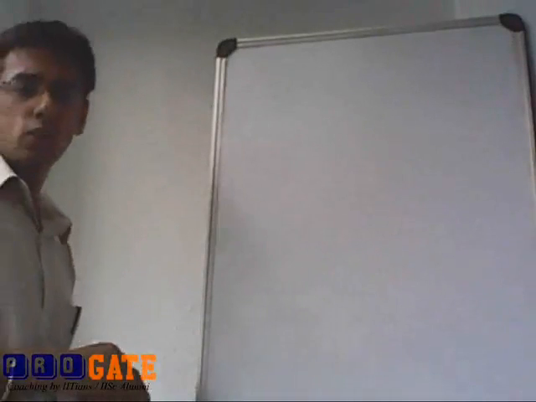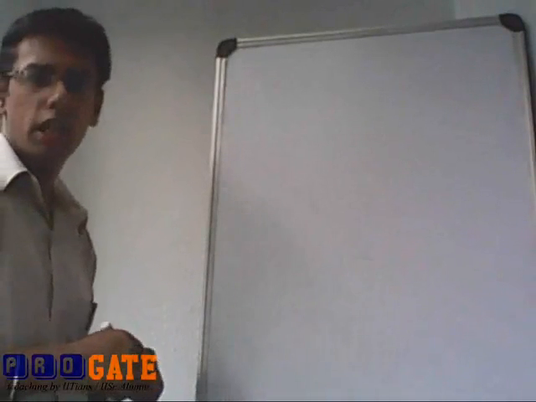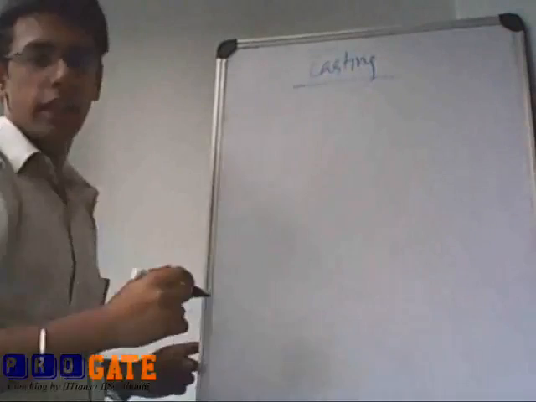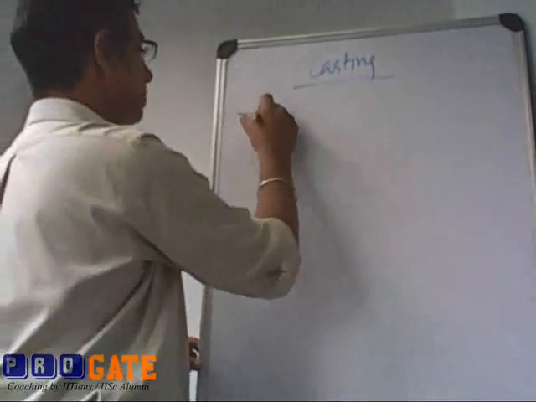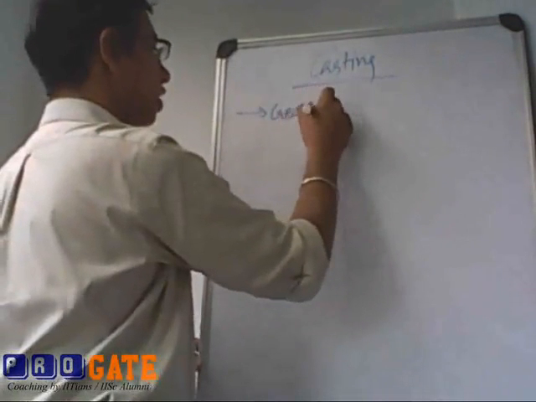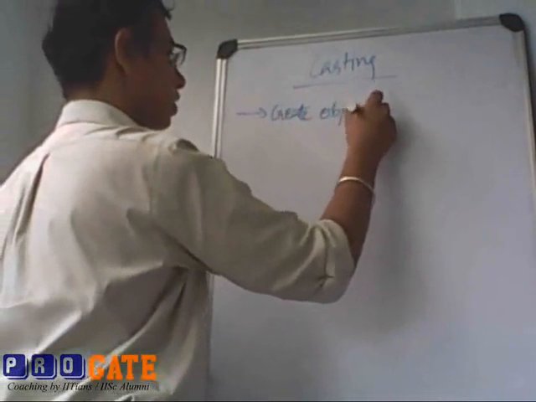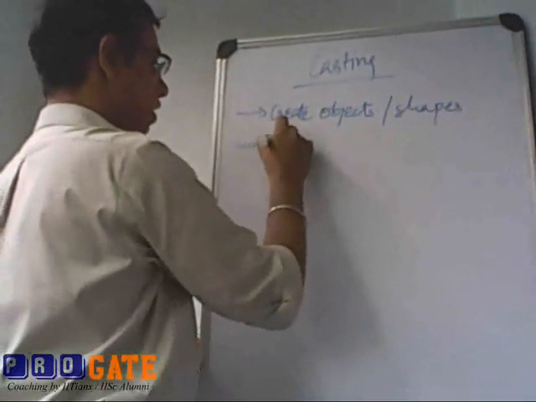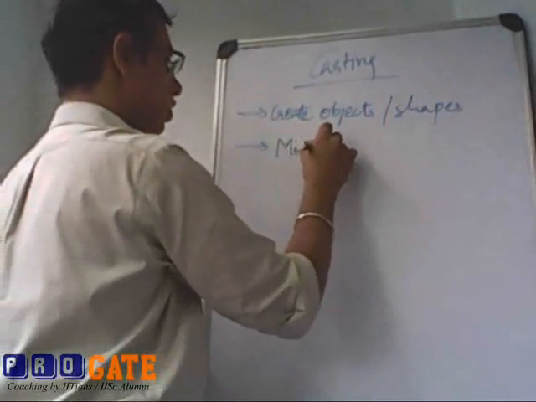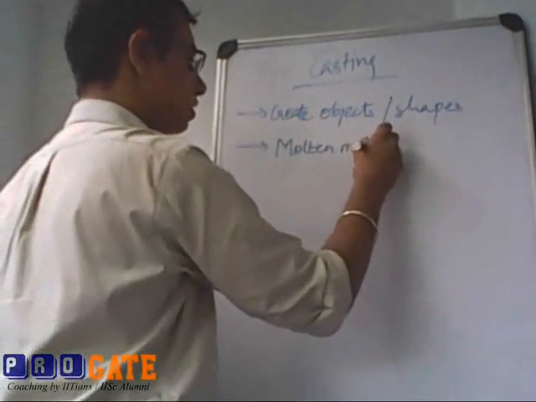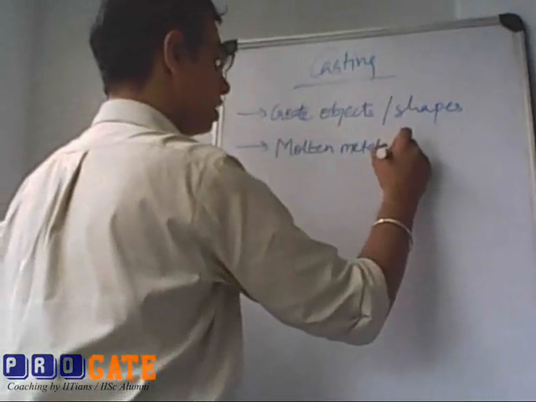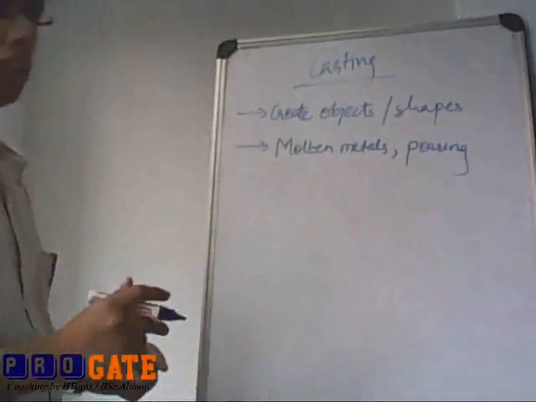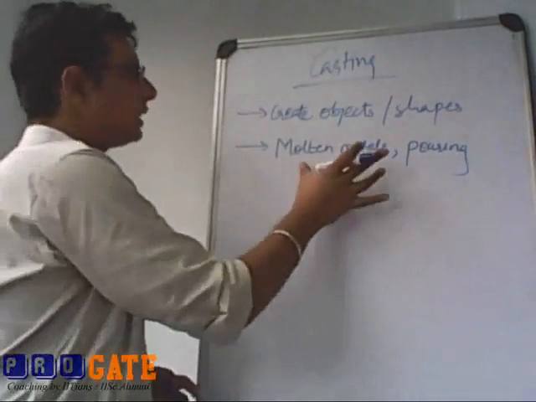What exactly does casting do? Very simple. In layman's terms, casting helps us create parts or objects or shapes using molten metals, which are then poured. This is, in short, what casting is all about.